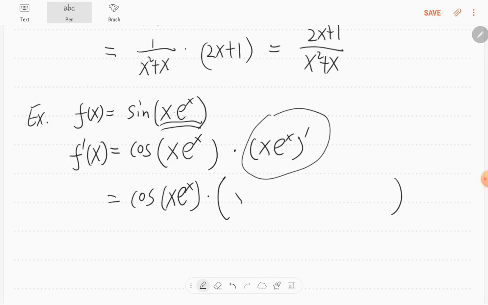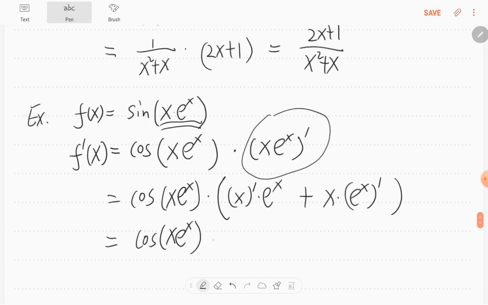So this would be the derivative of the first function times the second function plus x times the derivative of the second function. So this is cosine of x times e to the x, times, the derivative of x is 1, so 1 times e to the x equals e to the x, plus x times e to the x, right?